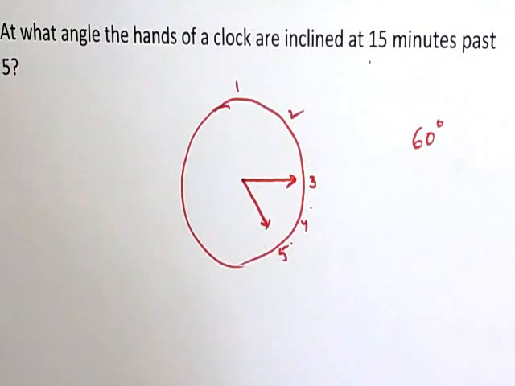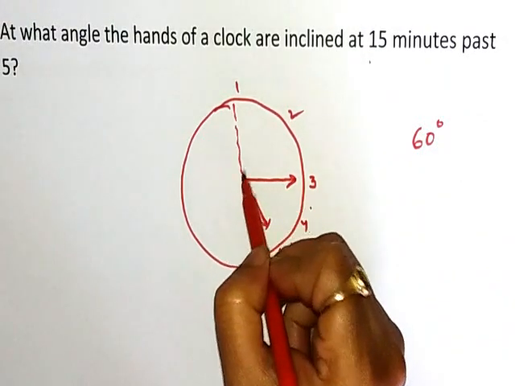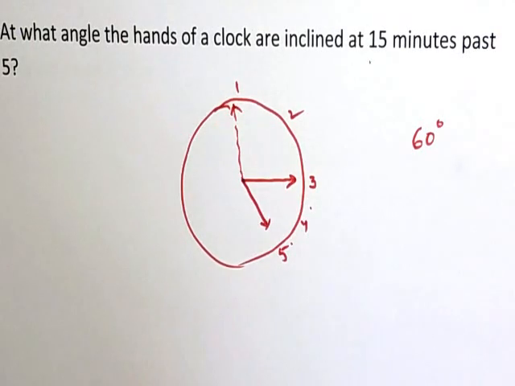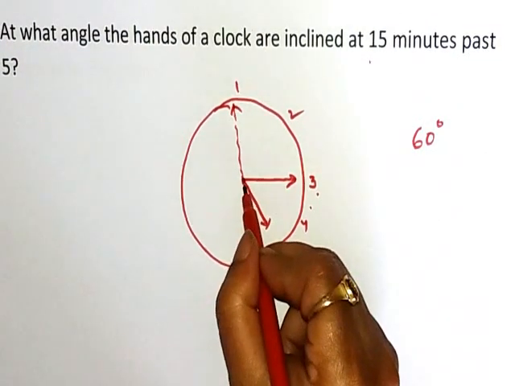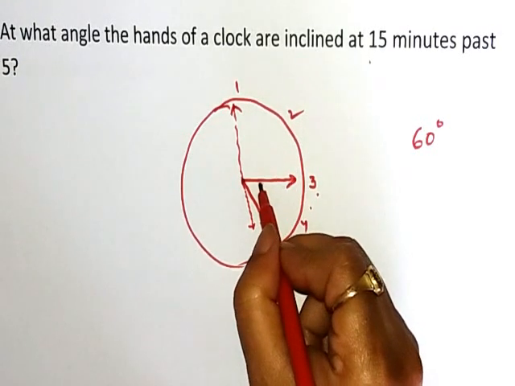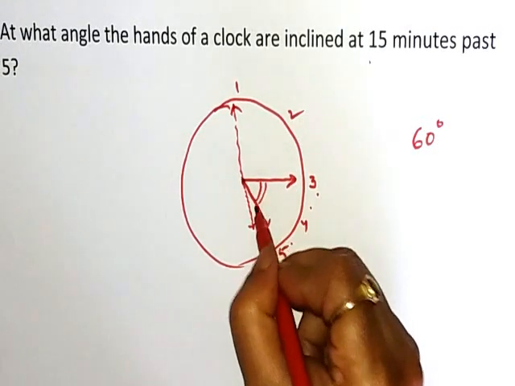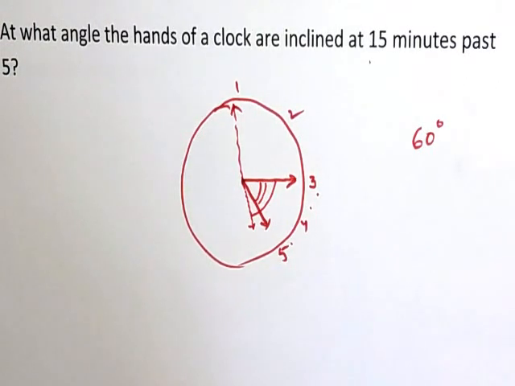Now when the minute needle travels from 1 to 3, that is the 15 minutes, naturally your hour needle will proceed further. That means this angle won't be this angle, but this angle will be slightly more than the 60 degree. So we will have to find out what happened exactly.